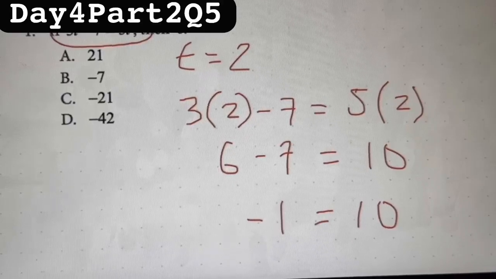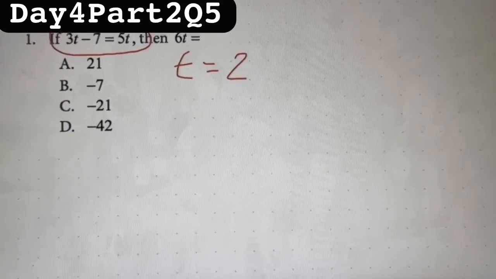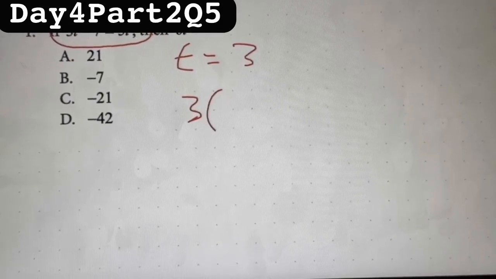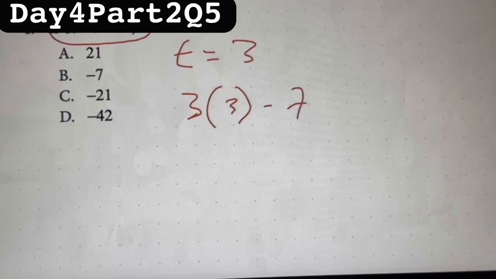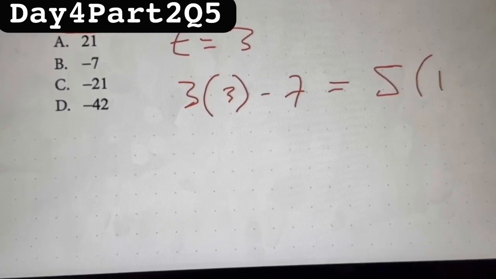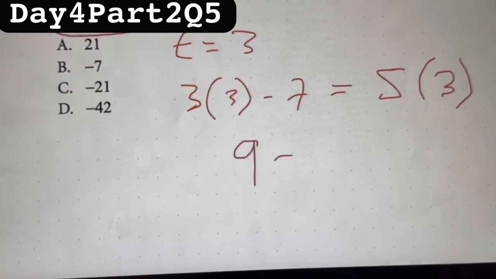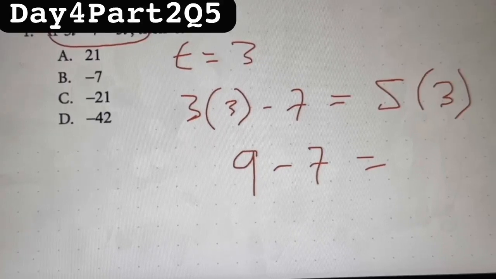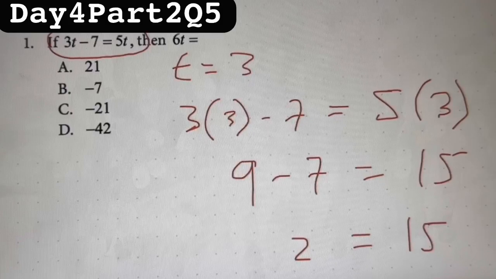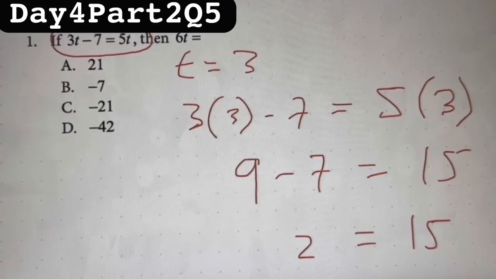Let me try one more. I'm going to make t equal 3 and see what happens, because I think I'm going to have to go negative here. Let me double check. Make t equal 3. 3 times 3 minus 7. Again, this is just a big experiment. I'm just seeing what happens here, seeing if I can find out what t might be. I get 9 minus 7 equals 15. 9 minus 7 is 2, equals 15. The values are getting farther apart, and I'm guessing that will continue.